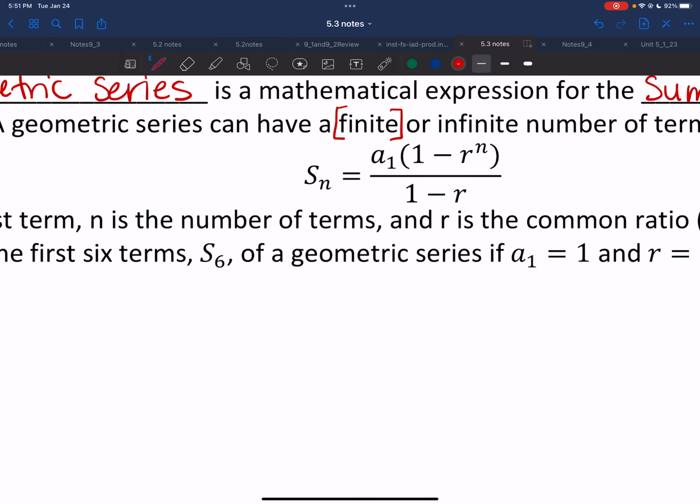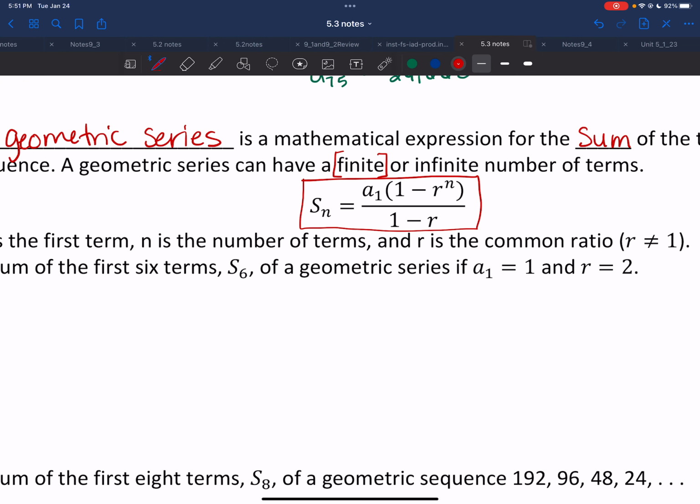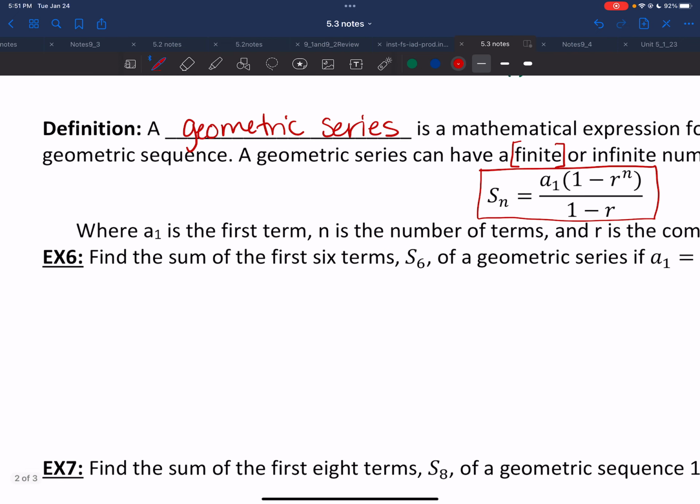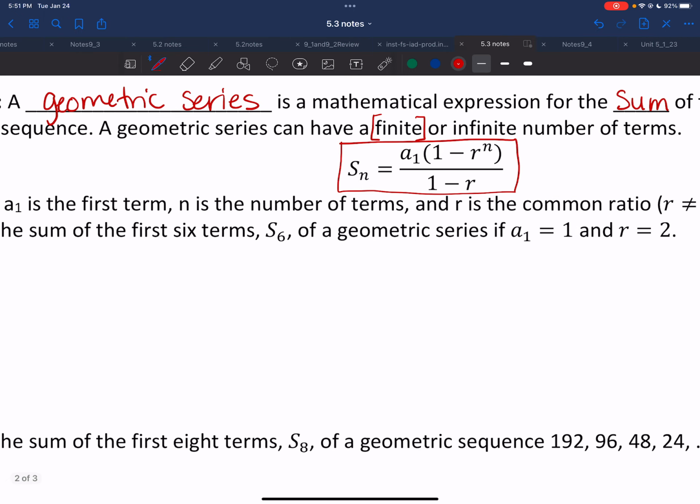So this is our equation that we have for our series. It looks worse than it is. Once we start plugging these numbers in, you're going to be fine. Let's take a look at example 6. All these terms are things that we've known before, right? So we have A1, which is our first term. We have R, which is our ratio. And then N, which is the number of terms that we have. And that should also be the same as what's up front here.